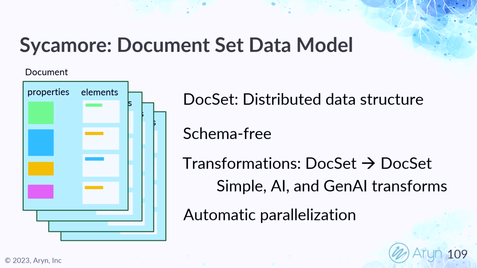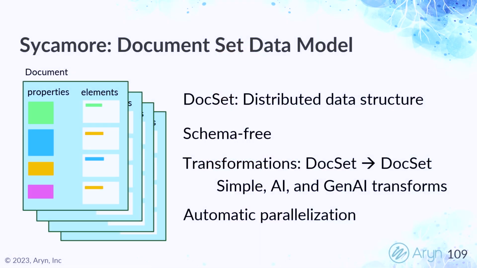Elements also have properties. And the transformations you can build with Sycamore will take a doc set and then return another doc set. You can do very simple transformations like filtering and removing certain types of elements, getting rid of boilerplate that's in your documents. Or you can do more complicated transformations, like extracting titles and authors from papers. So these are things that you would use a generative AI system for. And because Sycamore is built on Ray, you automatically get scalable, parallelized execution out of the system.